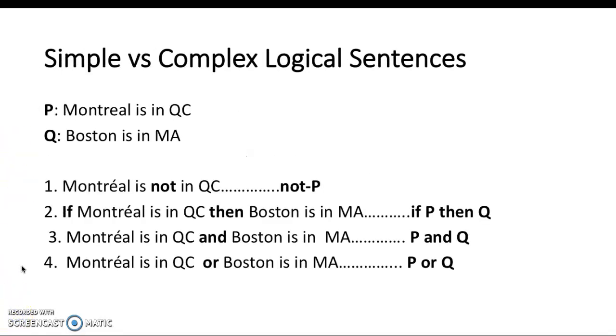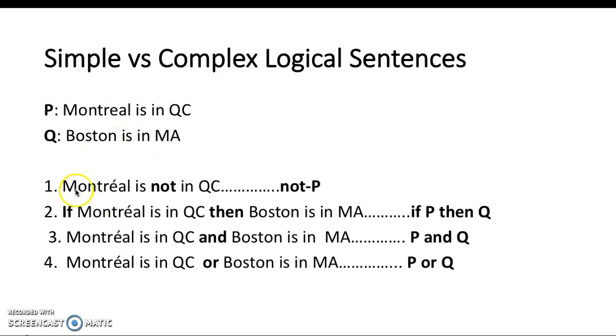In sentential logic, we make a distinction between simple and complex logical sentences. A simple logical sentence is a sentence like Montreal is in Quebec or Boston is in Massachusetts. These are sentences that do not contain any of the main four logical connectives. On the other hand, a complex logical sentence is a logical sentence that does contain one of the main logical connectives.